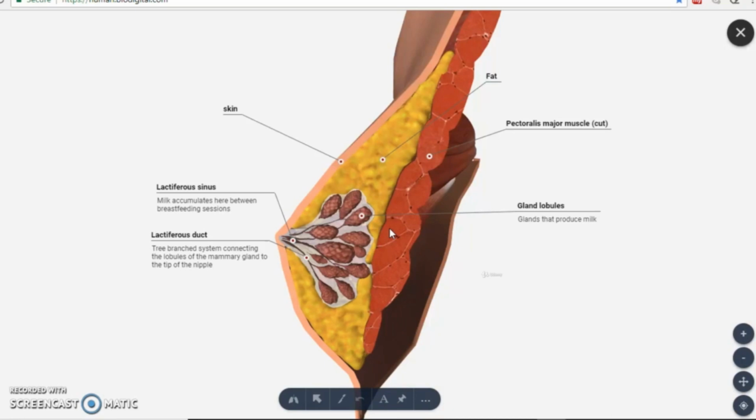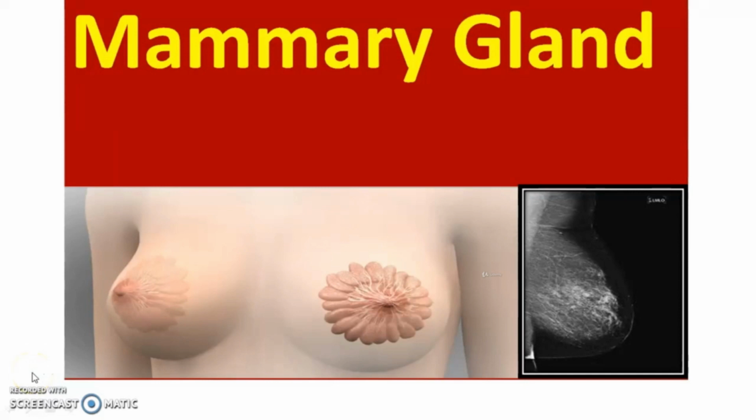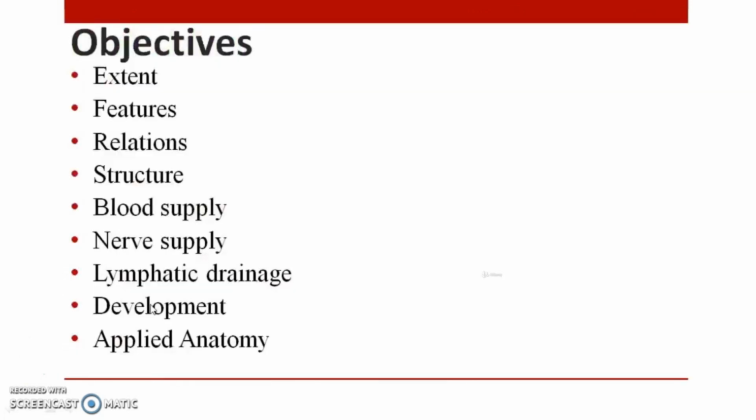Now we will get into the topic of mammary gland detailing. We are going to see the detailed description of the mammary gland and its important features. In this topic we are going to cover the extent, features, relations and structure of the mammary gland, with its blood supply, nerve supply, lymphatic drainage and development, along with applied aspects. These are the important objectives we are going to cover.